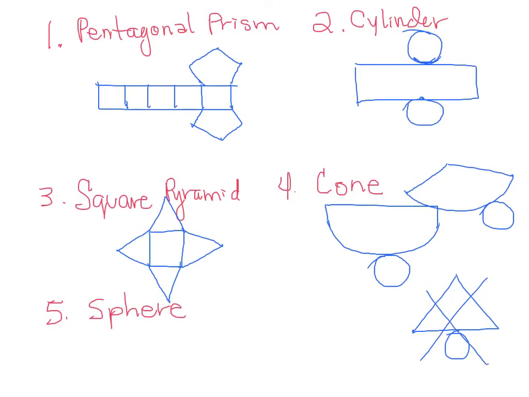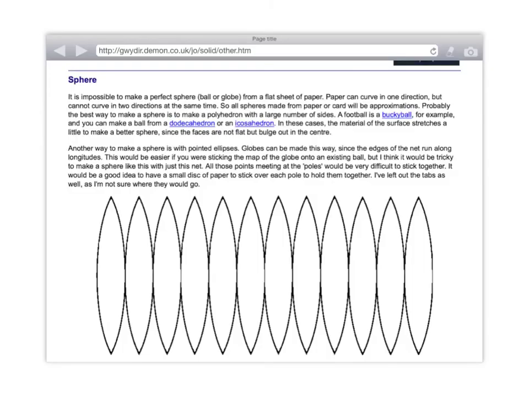And now for the sphere, this is the net for a sphere. That is right. It's very, very unique, you know. Did any of you have a clue that it was like this?